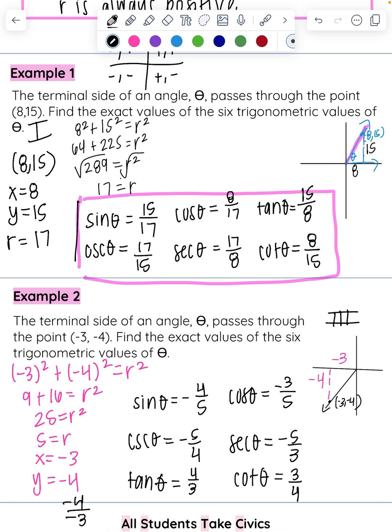All right, ladies, so that is a good starting point with x, y, r. We will step it up a little bit when I see you next and practice.